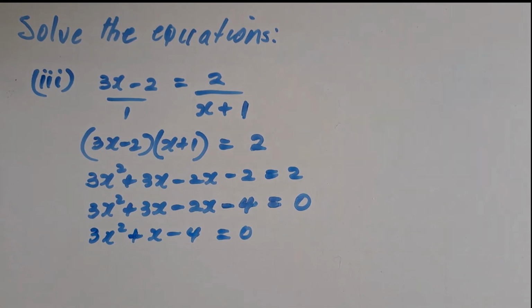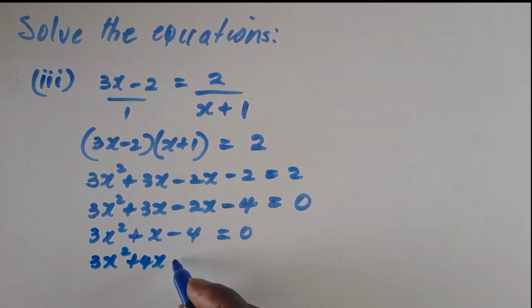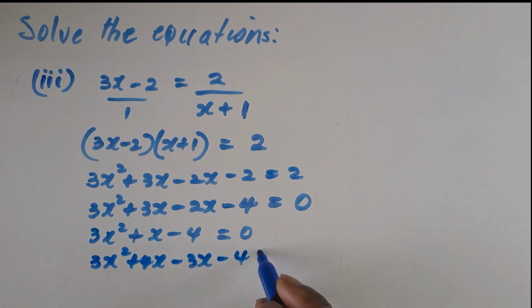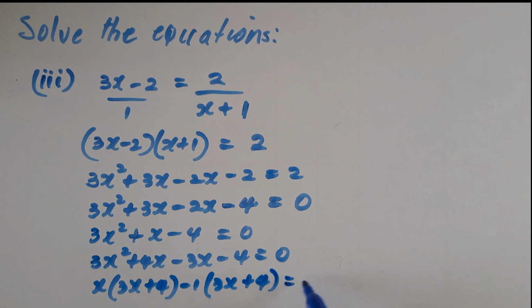Now, the product AC is minus 12. So two numbers we need to find out, when multiplied will give us negative 12, when added will give us the coefficient of x, which is 1. And that will be 4 and 3. So we can write it: this is now equivalent to 3x squared and 4x minus 3x minus 4 equals 0. We can factorize this to give us x into 3x add 4 minus 1 into 3x add 4, equals 0.